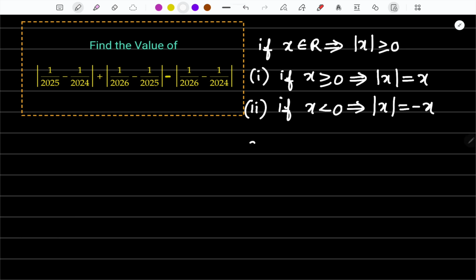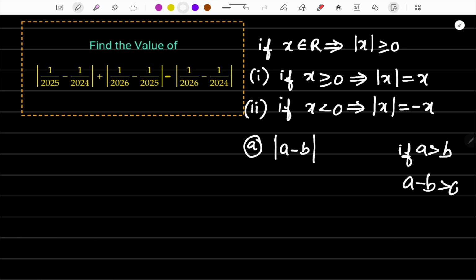Okay. See here, modulus of a minus b, we should find out. We know that a is greater than b. If a is greater than b, just transpose this b here, what are you going to get? a minus b is greater than 0. Here a minus b is greater than 0, that means whatever we have in the modulus is positive. Whenever it is positive, we have to write it as it is. So, modulus of a minus b equals a minus b if a is greater than b.